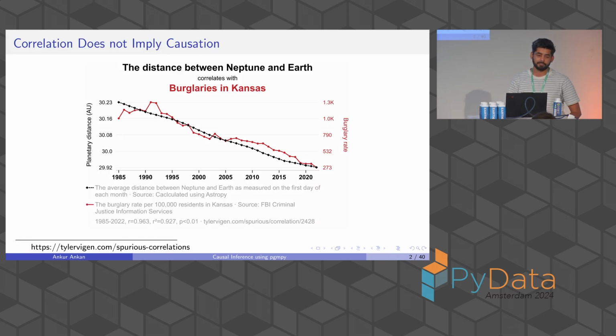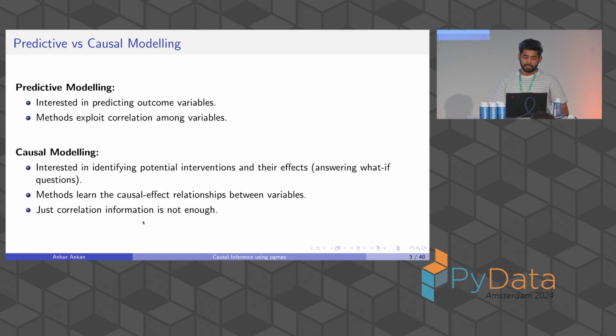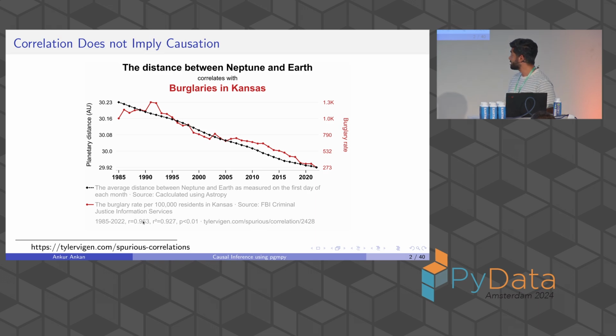So I think everyone must have heard this phrase, correlation does not imply causation. And to show that, I took this very silly example where if you plot the distance between Neptune and Earth and burglaries in Kansas, you would see a pretty strong correlation. The correlation coefficient is around 0.96. So if we wanted to build a predictive model to predict the distance between Neptune and Earth and use burglaries as our feature, we would be able to make a pretty good predictive model.